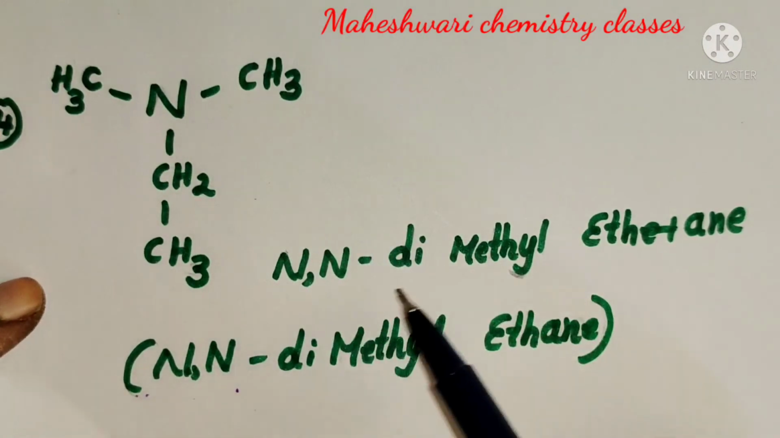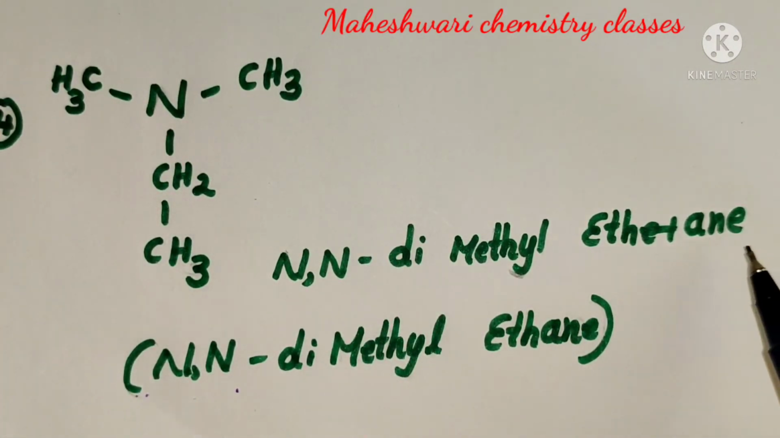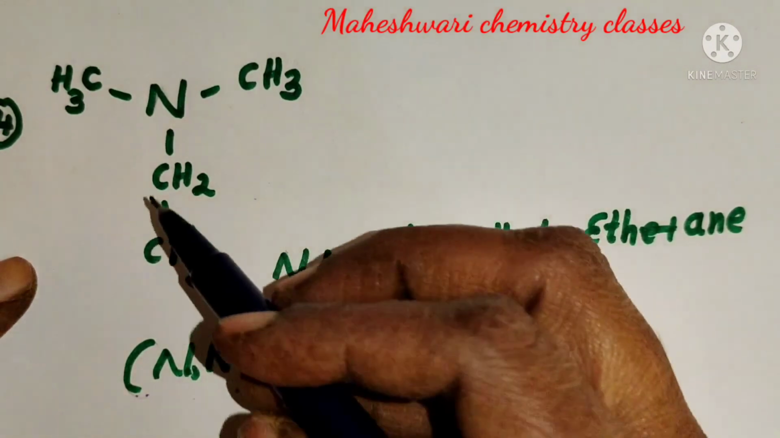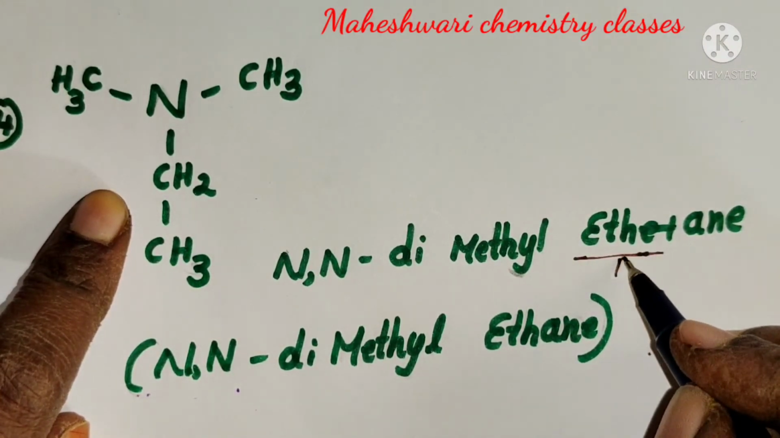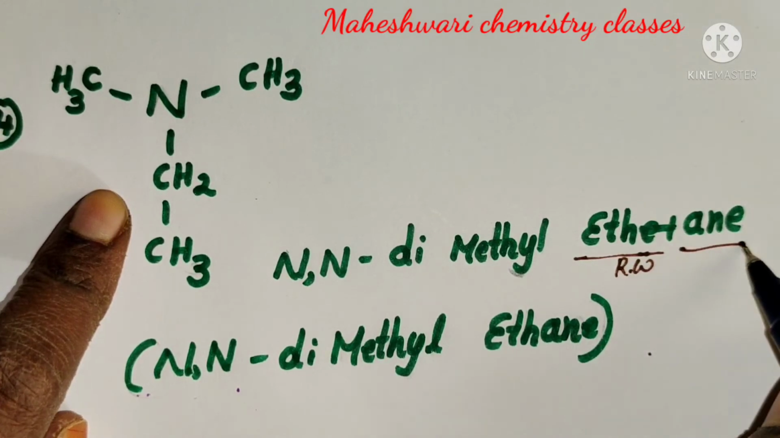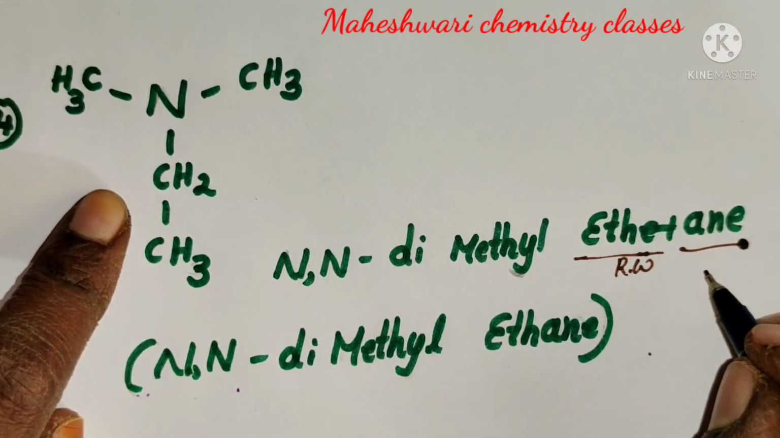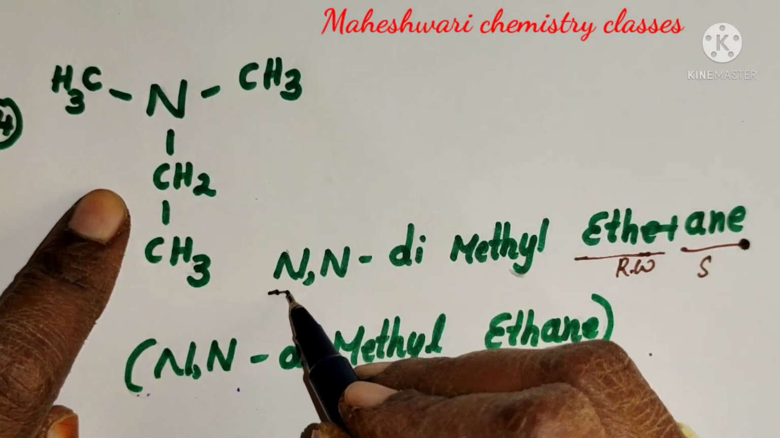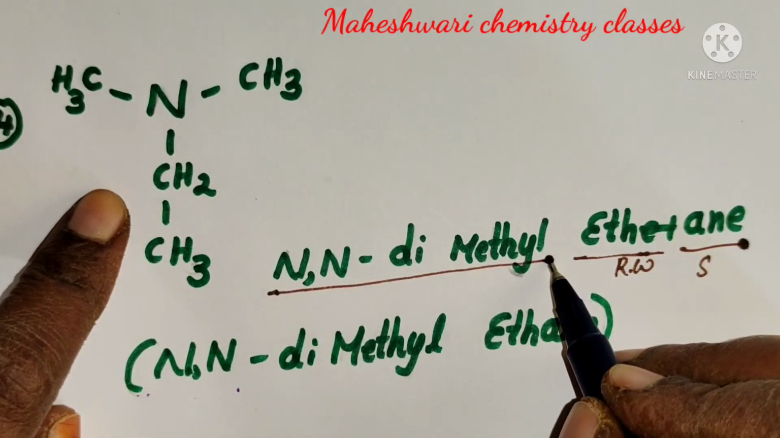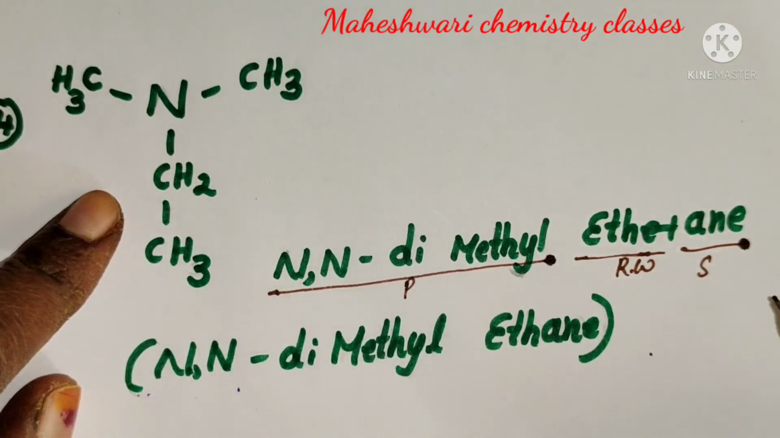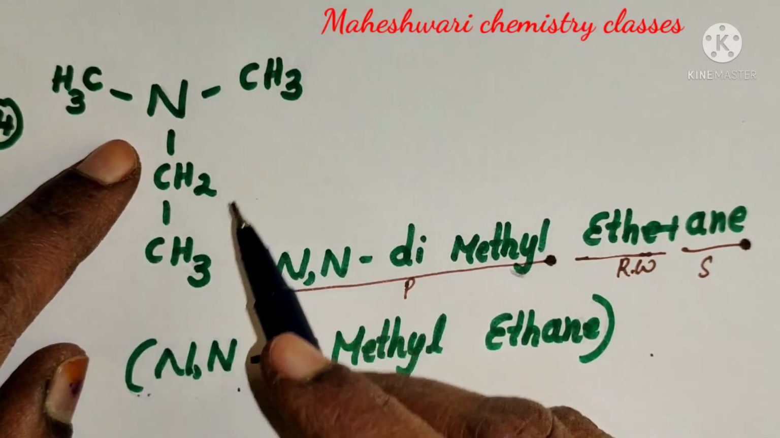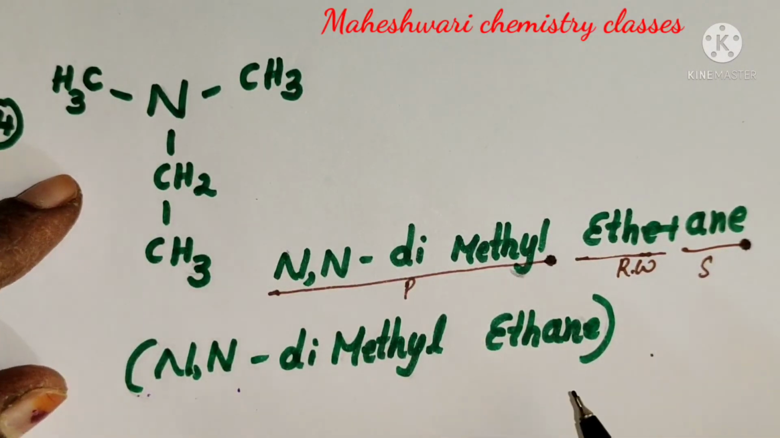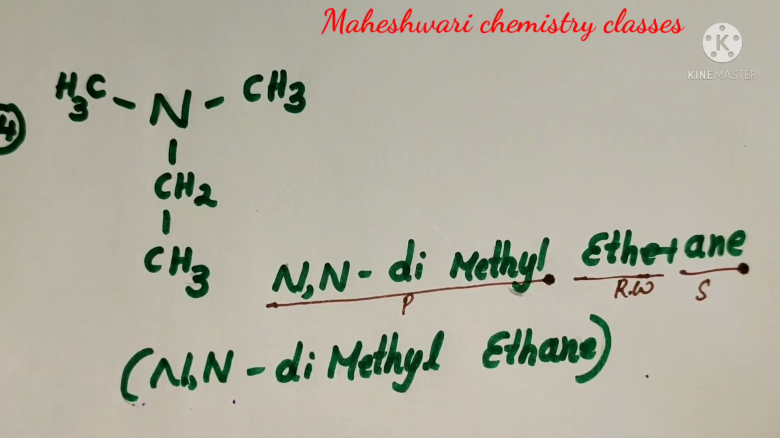Next, the 14th example: N,N-dimethyl ethane. The main chain has 2 carbons, eth, which is the root word. Then the suffix is ane. Next, N,N-dimethyl is the prefix. So prefix plus root word plus suffix gives N,N-dimethyl ethane. So these are the examples.